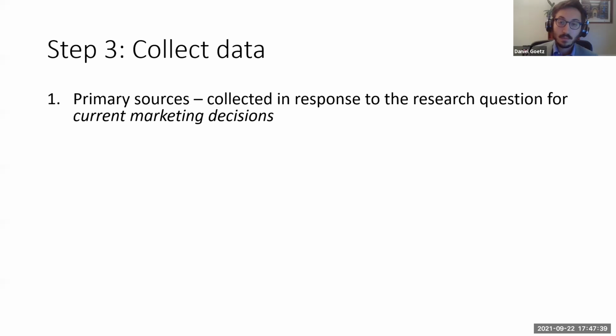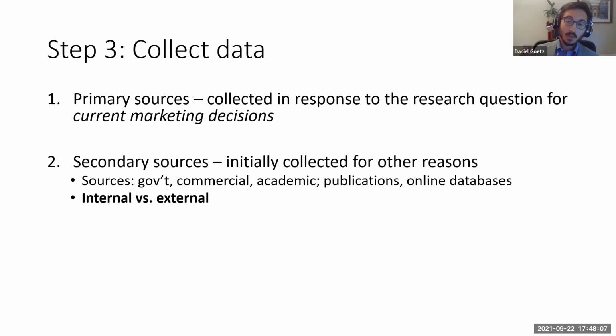So, collecting data: primary sources. Primary sources are sources where you collect the data in response to the research question for current marketing decisions, right? So I have a decision to make, or a question to answer, right? Will people come back to theaters? Then I'm going to gather data to answer that question. That's a primary source. Versus a secondary source, which is data that's initially collected for other reasons, right? Government, commercial, academic. Secondary sources are far, far more numerous than primary sources.